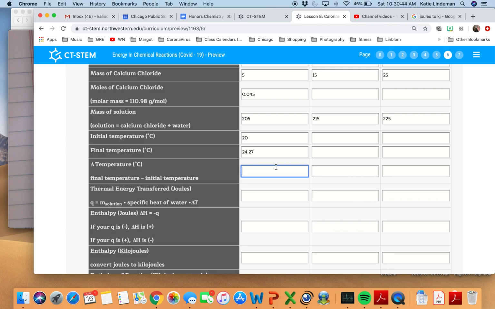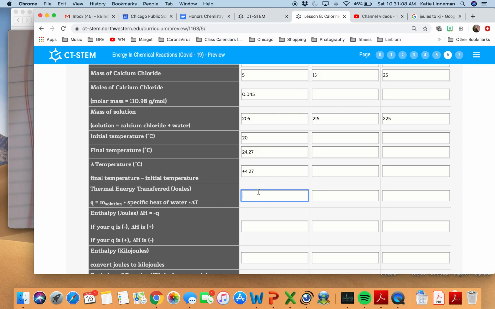This is really important that you are actually following this formula here, okay? So final temperature minus initial temperature, because you might get a negative number, you might get a positive number. Here we get a positive 4.27. Then the next question is asking us to calculate Q.